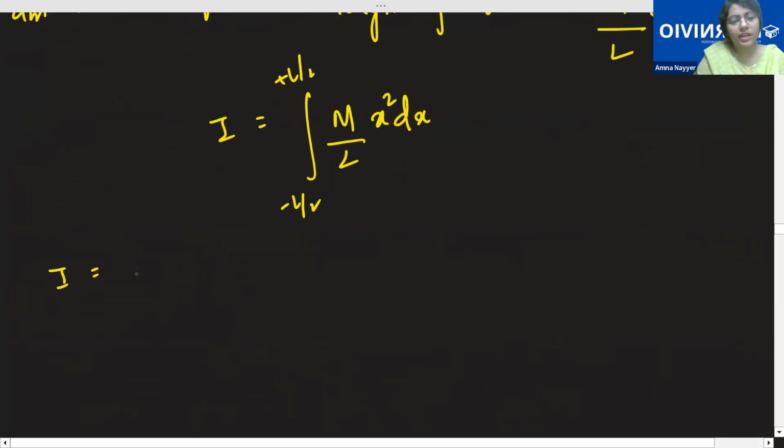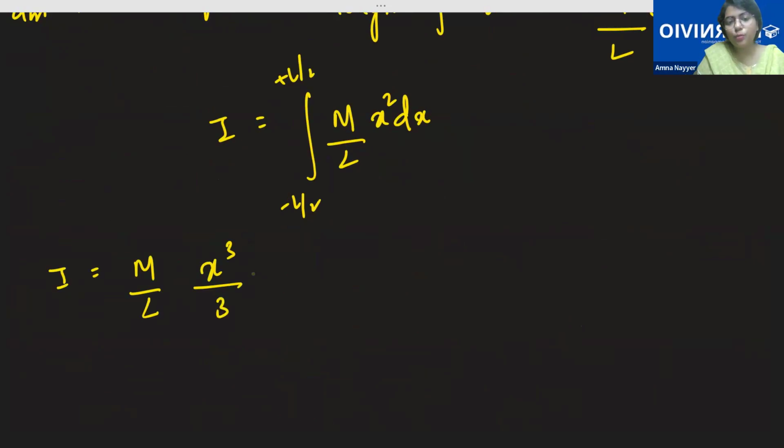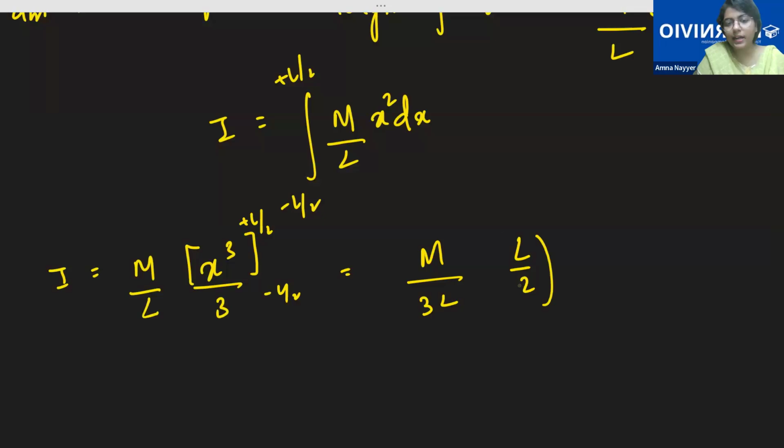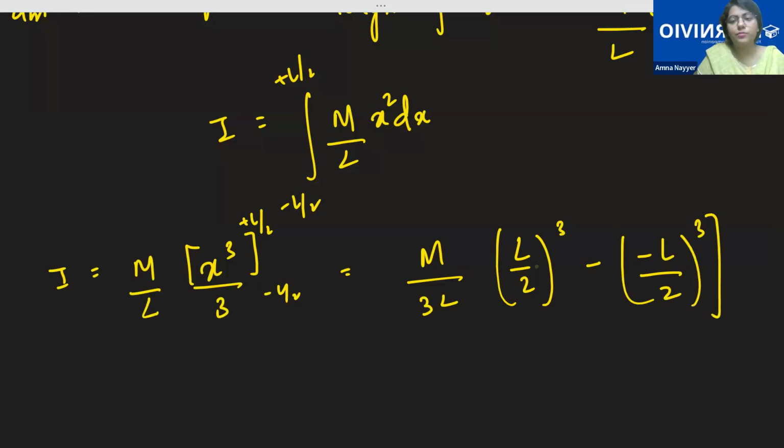Okay. Now see, now we just have to solve. M by L will be taken out. X square will be written as x cube by 3 from minus L by 2 to plus L by 2. So m by 3L. We'll put the upper limit first, that is L by 2 whole cube minus, now the lower limit, minus L by 2 whole cube. Okay, this is m by 3L that we have, L by 2 whole cube and minus L by 2 whole cube.